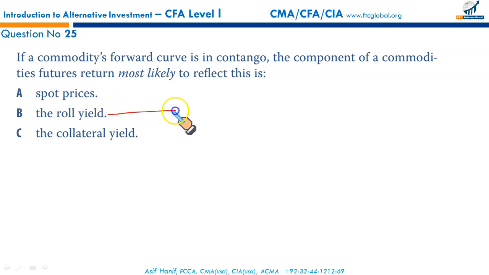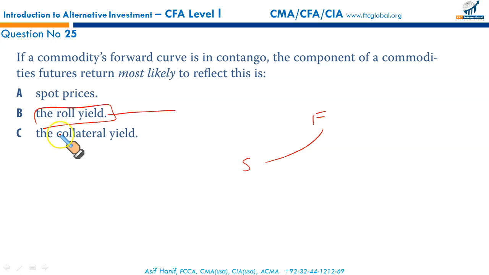Roll yield basically refers to the difference between the spot price of a commodity and the price specified by its futures contract. In other words, the futures price is higher than the spot price. The commodity forward curve, as you can see, is an upward sloping curve, and this is what we call contango. Contango occurs when there is little or no convenience yield. So that makes B the correct option.